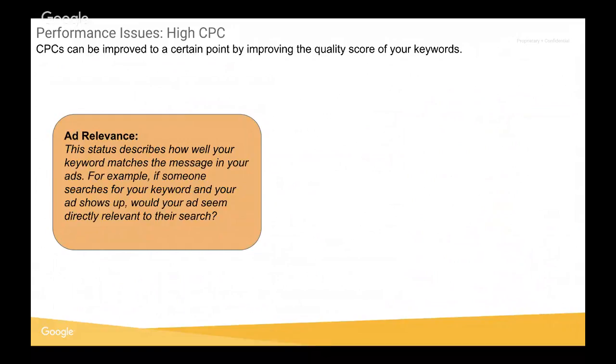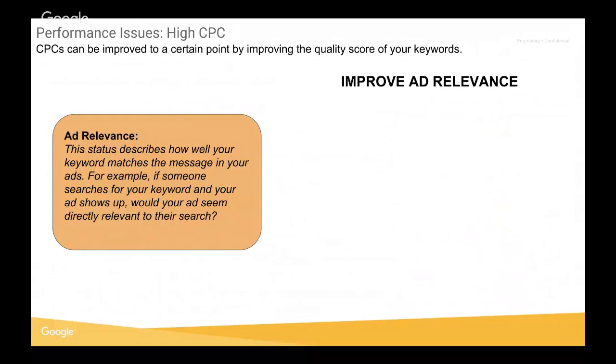This is to ensure user experience. As a user, you want to make sure that what I'm searching and the ad I'm seeing are closely related. Otherwise, if they're very different from each other, that's a bad user experience. So ad relevance from our end is to ensure the good user experience.